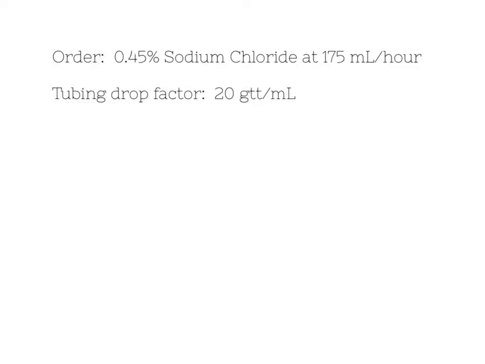Okay, so our next problem we're going to go through really fast. We have half normal saline at 175 milliliters per hour with a drop factor of 20 drops per ml. Let's go ahead and set it up, dimensional analysis. Do it on the right, do it on the left, doesn't matter. But start where you hope to finish. Okay, drops per minute, that's what we want. So we put our drops on top.